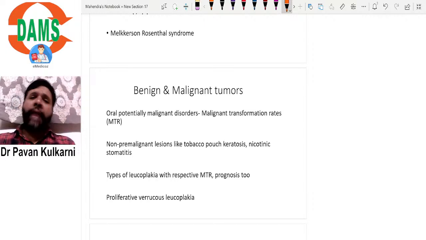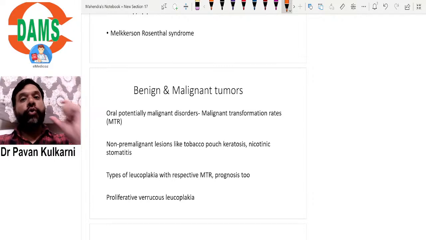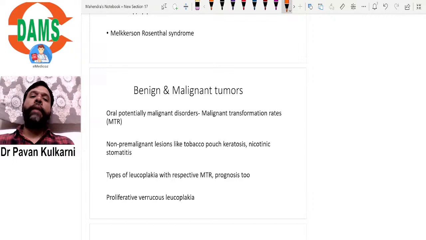We are supposed to know the types of leukoplakia, that is homogeneous, speckled, and verrucous leukoplakia, and their MTR, malignant transformation rates, and prognosis also. What I'm emphasizing here is nodular leukoplakia. What is nodular leukoplakia? It is another name for speckled leukoplakia, where you see both red and white areas. Such lesions are at high risk. They have a higher malignant transformation rate compared to homogeneous leukoplakia.